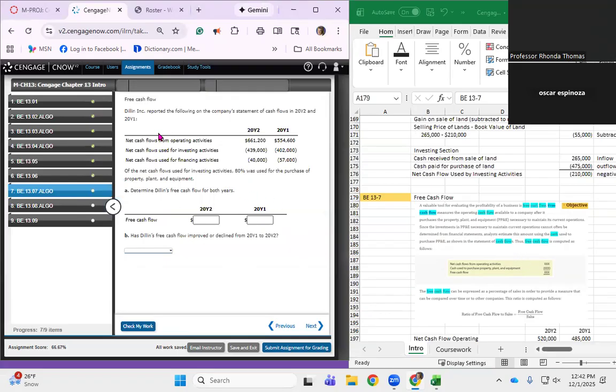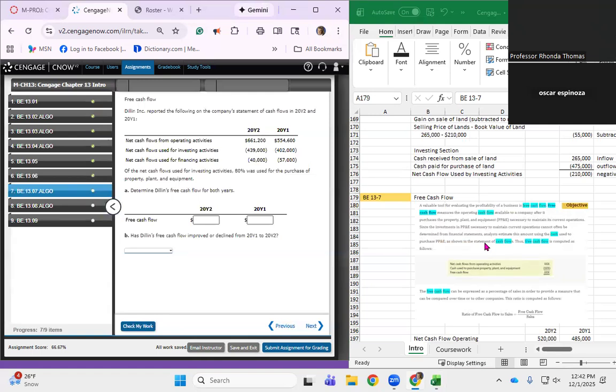All right, free cash flow. Here's the information from the book on what free cash flow is. It's a valuable tool for evaluating the profitability of a business, something called the free cash flow.